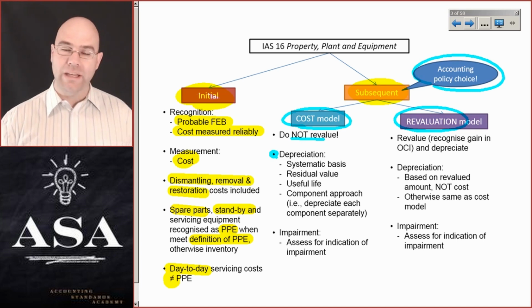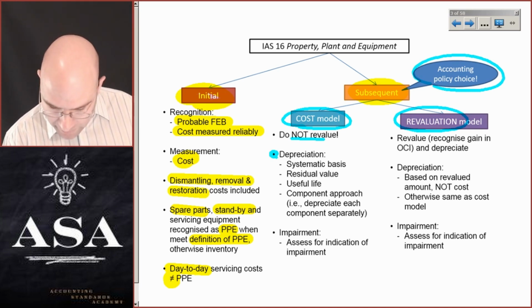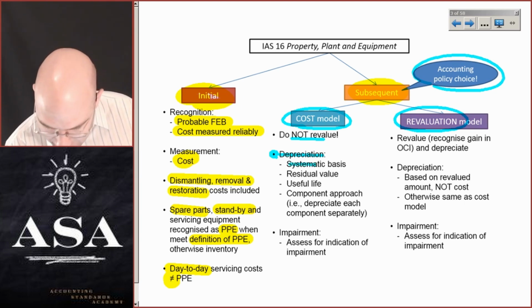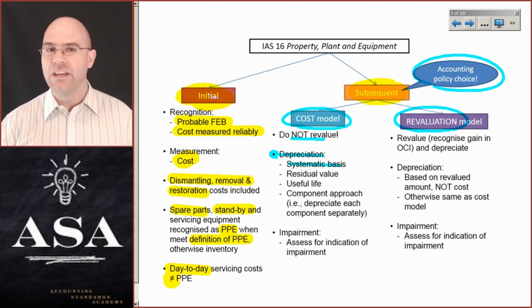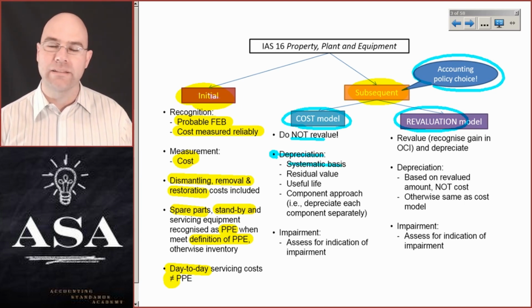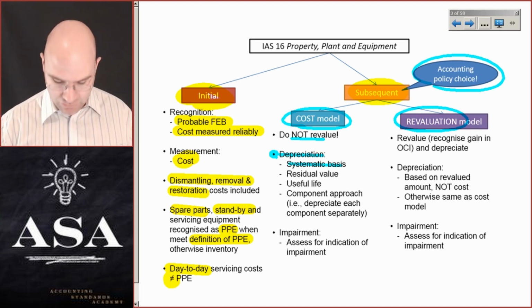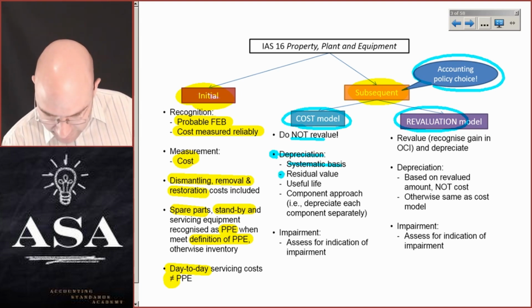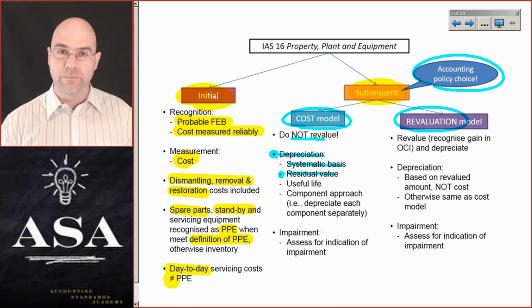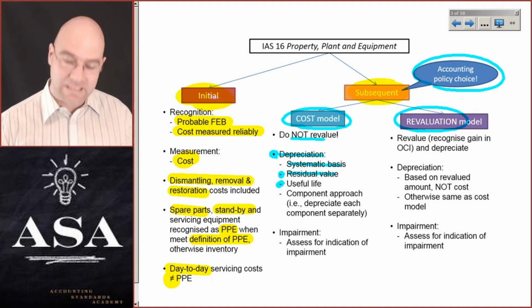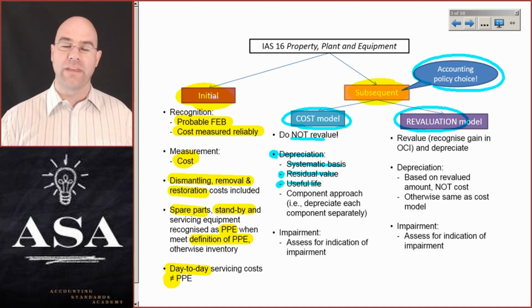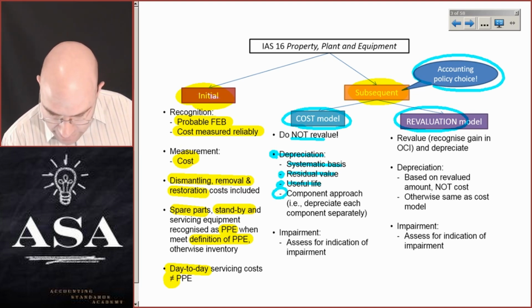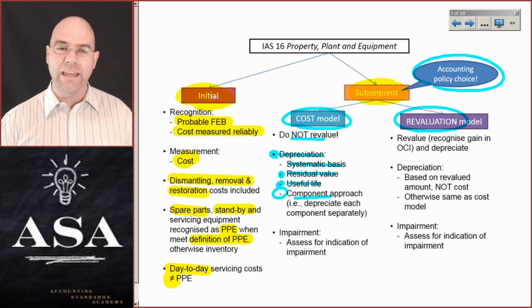Remember that you will recognize initially a cost and then you will depreciate the property, plant and equipment on a systematic basis, i.e. straight line method, reducing balance, units of production, etc. You will take into account in that depreciable amount any residual value, and you must estimate the useful life of the asset. Last up, depreciation must be done using the component approach, i.e.